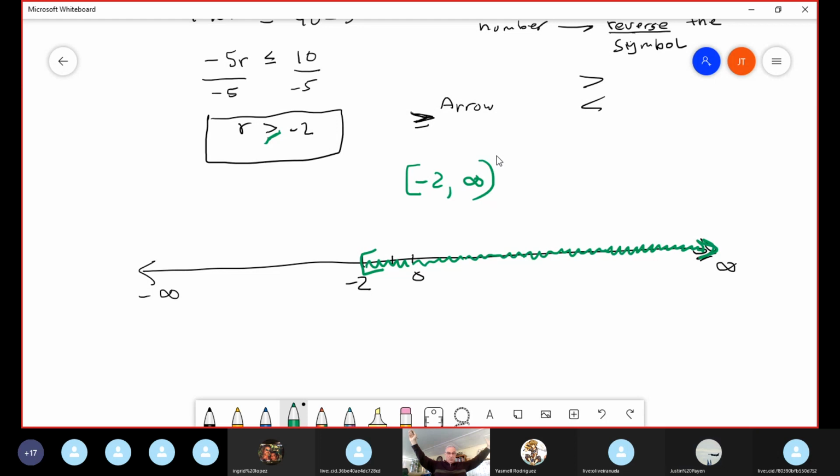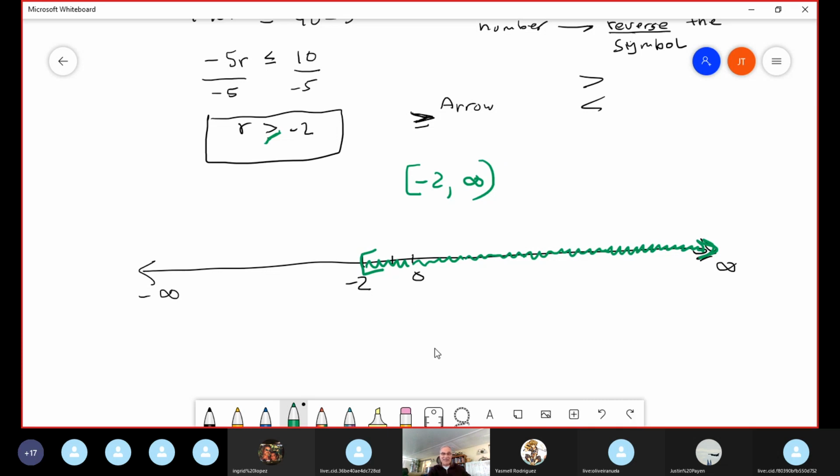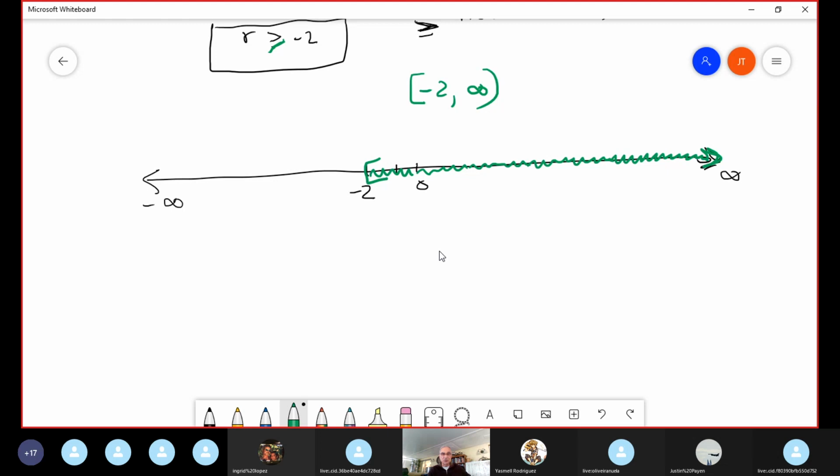More clear now? The bracket is confusing me. The bracket and the parentheses right there in green. Easy. The bracket indicates that it includes the endpoint. So when you see R greater than or equal to minus 2, equal means bracket. R greater than minus 2 without equal, parenthesis. Okay, that's better. Super. Wait, let me take a picture. Take a picture. All right.